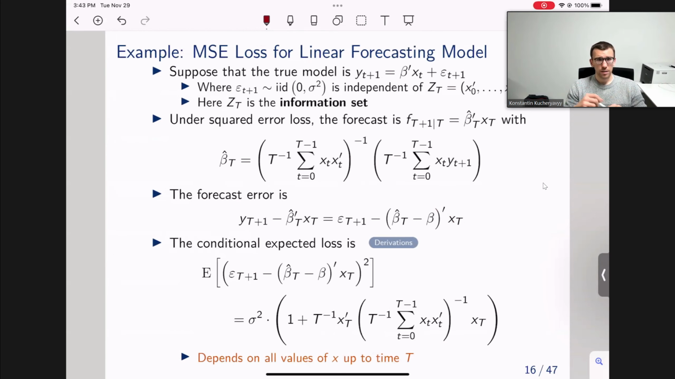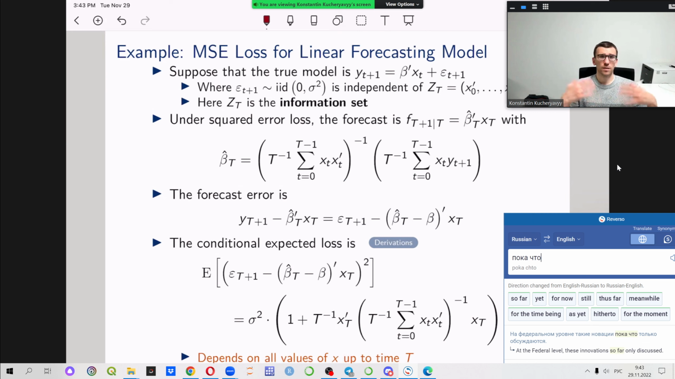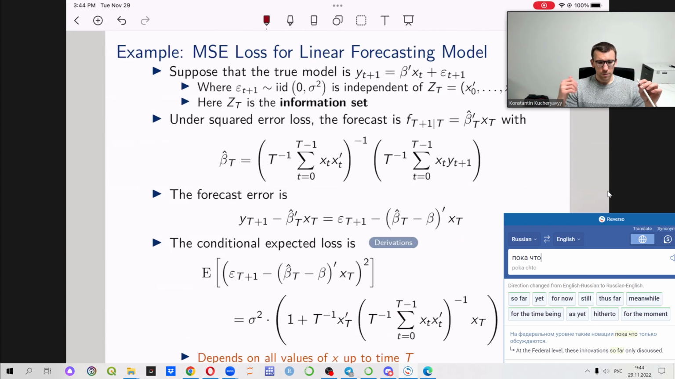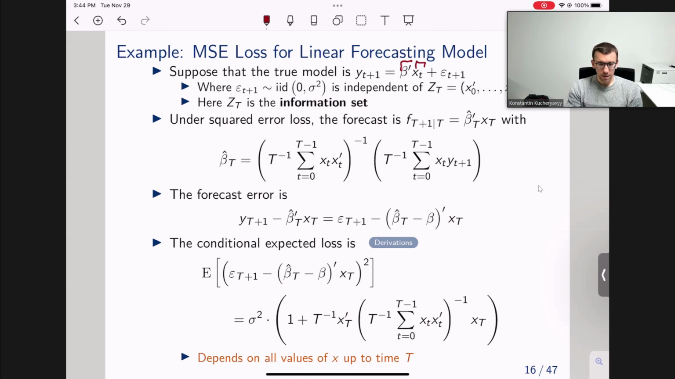Here is an example to illustrate how it matters. This is a very straightforward example that you've seen in different contexts, or maybe not in this way. The example is a linear regression, a linear forecasting model. It's very useful, I think, to go through this example. So suppose that the true model is the linear regression, where beta is the vector of parameters, xt are the independent variables, regressors, and the error is some IID, not necessarily normal, just drawn from a distribution with zero mean and variance sigma squared.